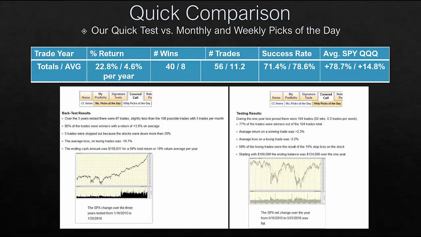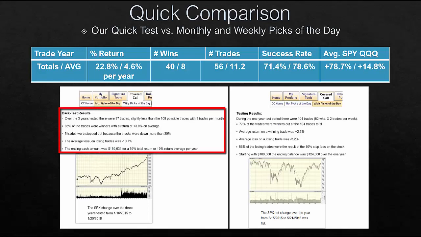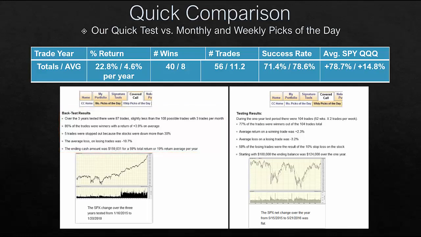We saw our returns for this quick simulation, not including dividends, but I wanted to point out that the monthly picks of the day covered call returns that Ernie had tested and posted over a 3-year period from 2015 to 2018 had an 85% success rate with a return of 3.9% on average for each individual position. But starting with $100,000 over that 3-year period, the ending cash amount was $159,000 for a 59% total return, or averaging 19% per year. It is a little bit different time frame than we just showed, but I wanted to mention that as something that's also available on Power Options.